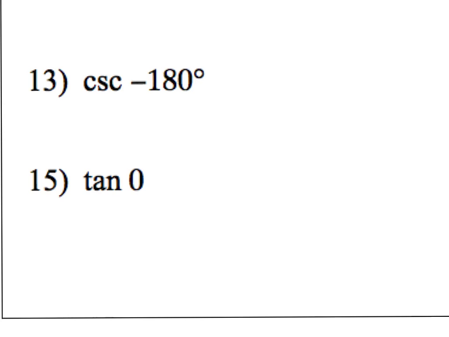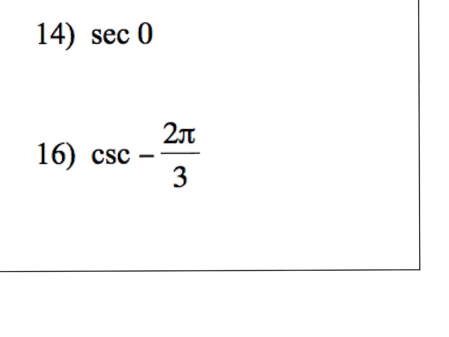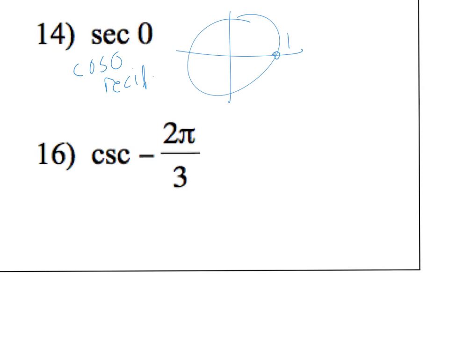Number 13, we already did, so I have a feeling this is supposed to be over here. There we go. All right, secant of 0. In other words, I'm going to find cosine of 0 and then take the reciprocal. Okay, cosine of 0. At this point, we're dealing with 1, 0. Cosine of 0 is 1. Secant of 0, the reciprocal of 1 is also 1.